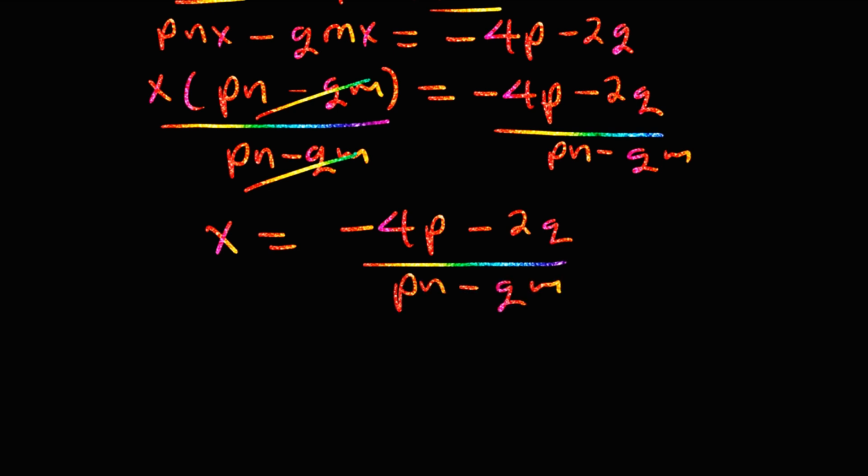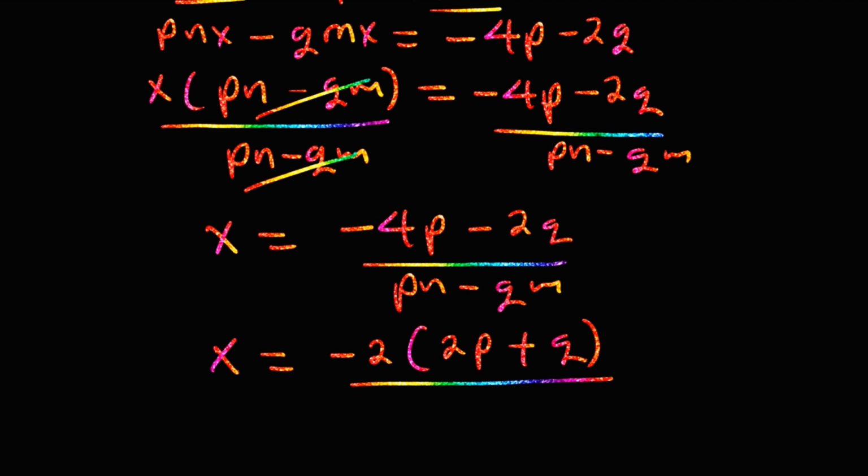So we can simplify this further by factorizing or factoring out negative 2. So that x equals minus 2 into (2p plus q), and that is over (pn minus qm). And that's our solution.